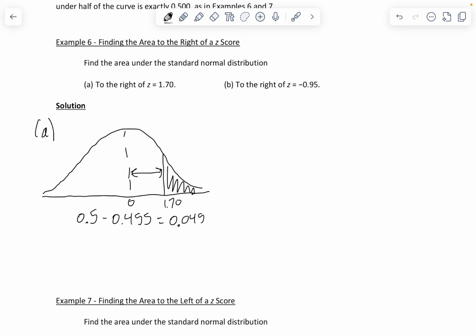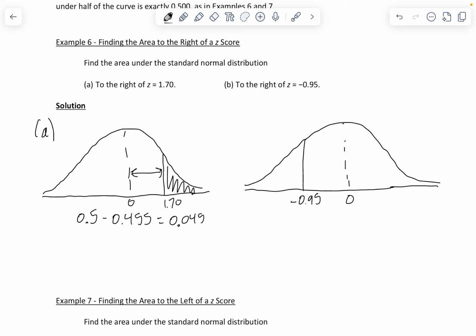B, we want to find the area to the right of negative 0.95. Again, it's always helpful to sketch a picture for all of these. We're centered over 0. Negative 0.95 is over here. I want to find the total area to the right of the curve, and I'm going to do that by finding two areas. Well, first of all, I know that this area over here represents 0.5. It's half the area of the curve. This area right here, I can find from the table.